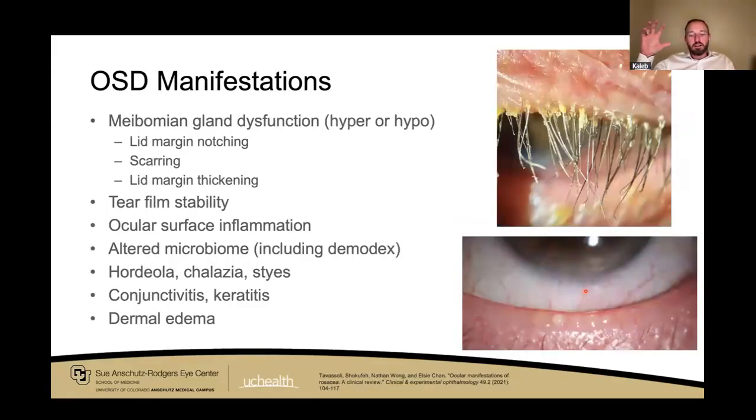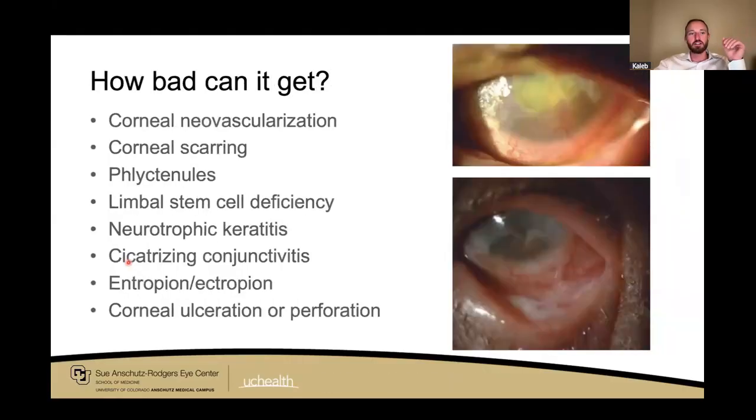So downstream from ocular rosacea, we get all of these different manifestations. We get things like meibomian gland dysfunction. We get tear film instability, ocular surface inflammation, dry eye. We get that altered microbiome, Demodex blepharitis, hordeola, chalazion, styes, conjunctivitis, keratitis, dermal edema. We can even get things like allergic conjunctivitis because we know that patients can be allergic to bacterial byproducts, but also Demodex byproducts. So in those cases, patients start to get itchiness of the eyes, which is why one of the most common symptoms of ocular rosacea is itchiness, because you can start to get this kind of allergic conjunctivitis.